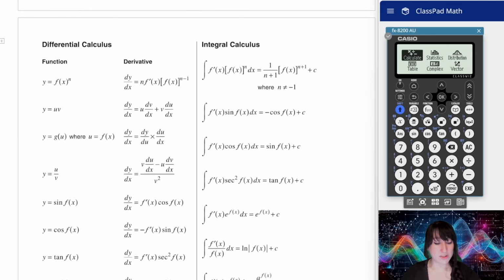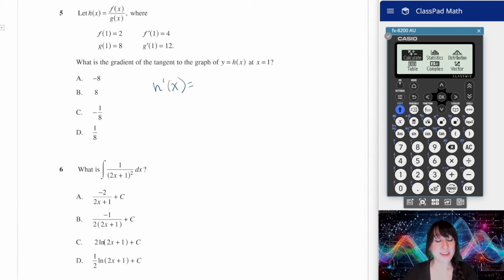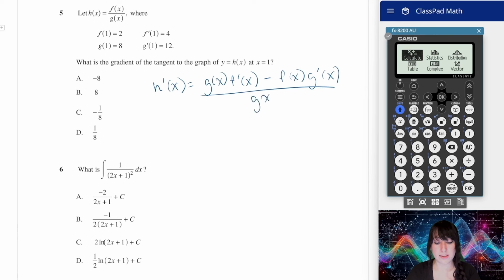Go to the third page to find derivatives. And the quotient rule is this one here. So we take v times the derivative of u minus u times the derivative of v, all over v squared. In this case, it'll be g of x times the derivative of f of x minus f of x times the derivative of g of x, all over g of x squared.